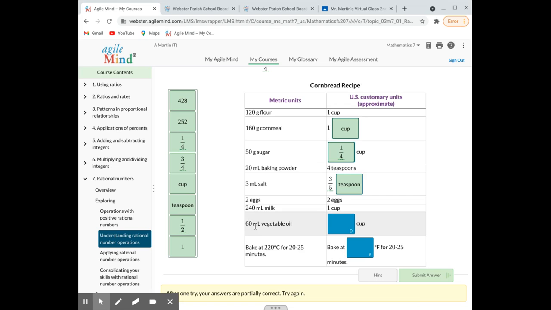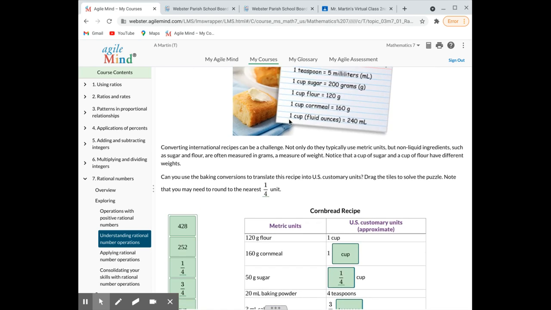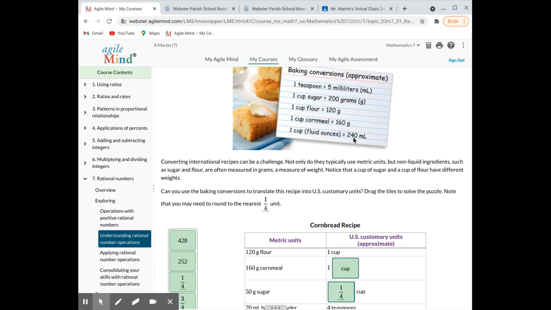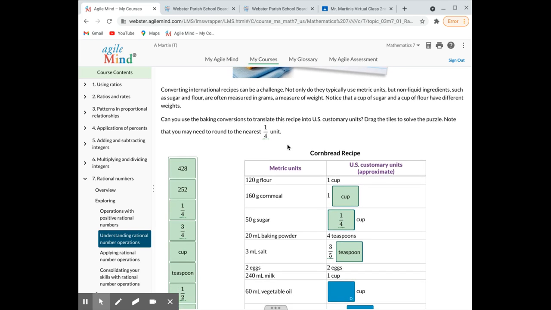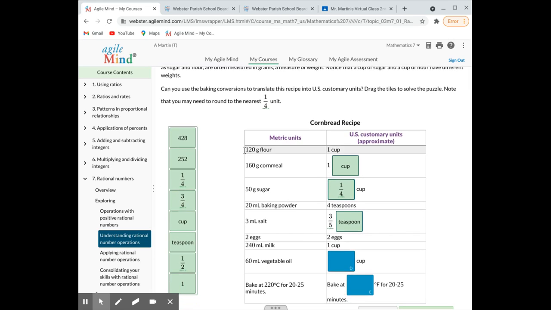So now we got 60 milliliters of vegetable oil equals how many cups? What do I need to do with this? What's 240 in that 60 milliliters? What is 240 being divided by to become 60? 4. Yeah, 4. So we need to do 1 divided by what? 4. Yeah.